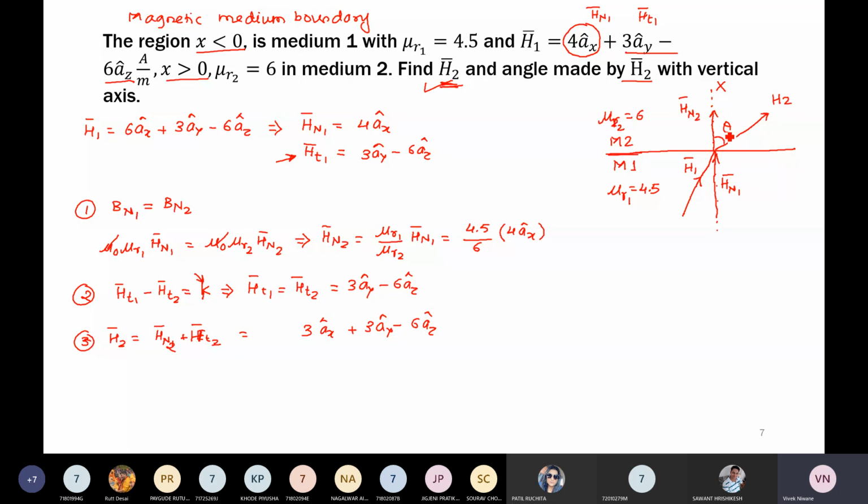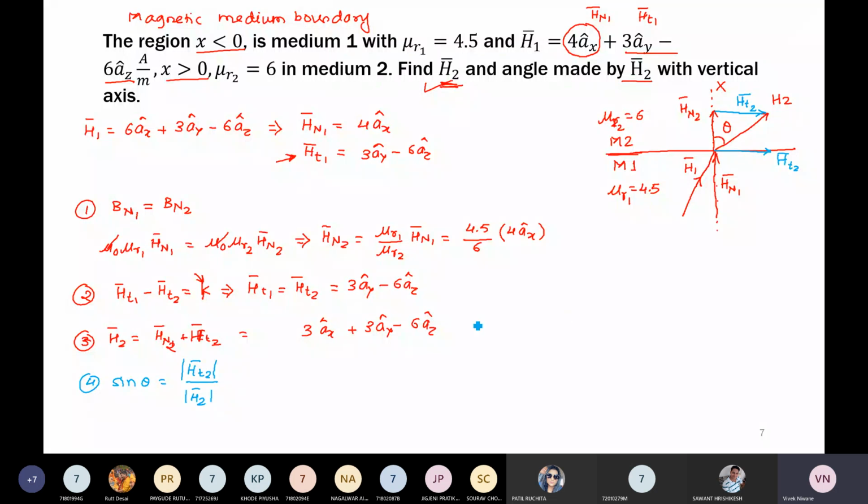Now we want the angle theta of H2 with the vertical axis. We can break H2 into its normal component and its tangential component. This is Ht2 bar. We can take this vector as a parallel vector over here, with the same direction and equal magnitude. So we can write sine of theta is equal to, we do have the hypotenuse, so sine of theta is equal to magnitude of Ht2 bar upon magnitude of H2 bar.